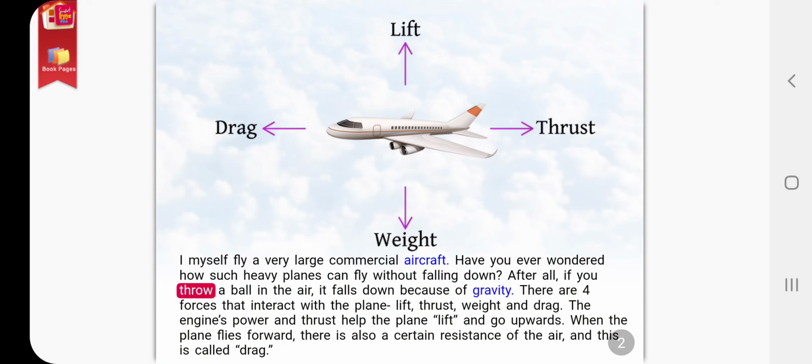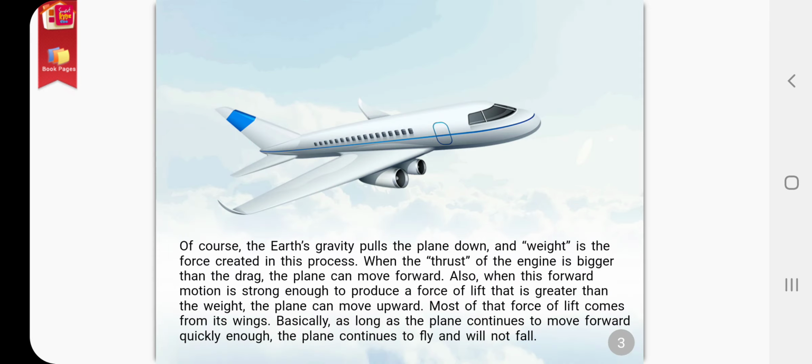After all, if you throw a ball in the air, it falls down because of gravity. There are 4 forces that interact with the plane: lift, thrust, weight, and drag. The engine's power and thrust help the plane lift and go upwards. When the plane flies forward, there is also a certain resistance of the air, and this is called drag. Of course, the Earth's gravity pulls the plane down, and weight is the force created in this process.